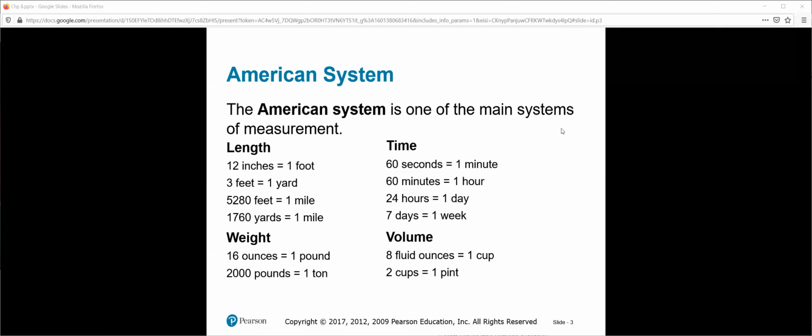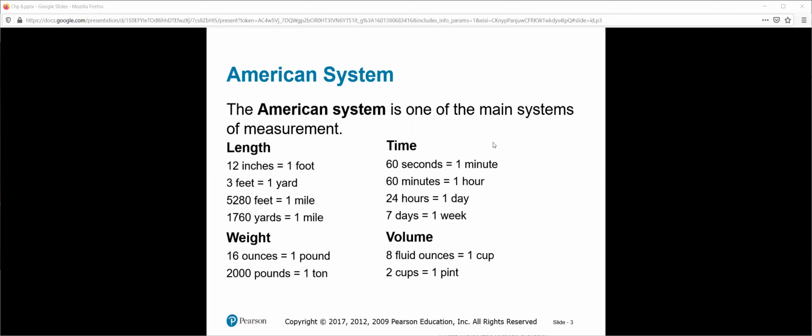It says it's one of the main systems of measurement. That's a funny phrase to me because, again, the vast majority of the world does not use the imperial system, as shown here. So, debatable if it's really a main system of measurement. But these are the ones that we as Americans are very familiar with.